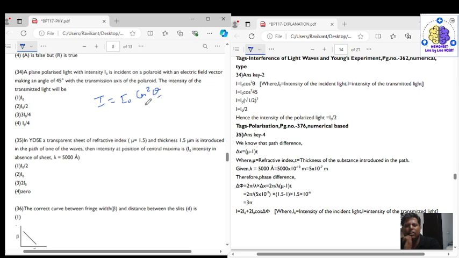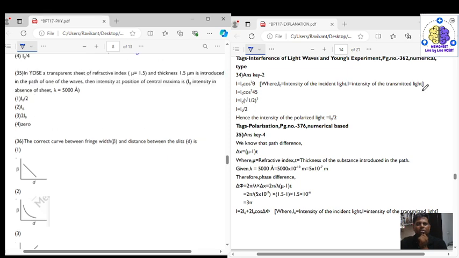Theta here is 45 degrees and initial intensity is I naught. Putting this, we will get I equals I naught upon 2, right? Because cos 45 is equal to 1 by root 2, so its square will be equal to 1 by 2, so I will be equal to I naught upon 2. So the correct answer for question number 34 is option 2, that is I naught upon 2.